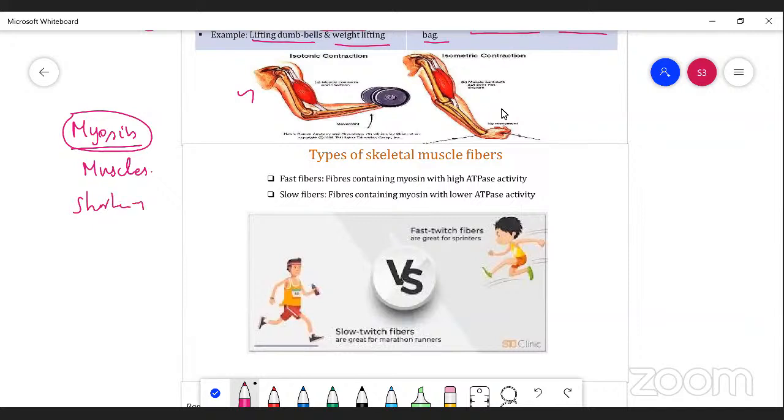Either fast or slow, and the way in which they produce the ATP. So during the function of the muscle, the ATP is produced. ATP means what? Adenosine triphosphate, the ATP needed for contraction.